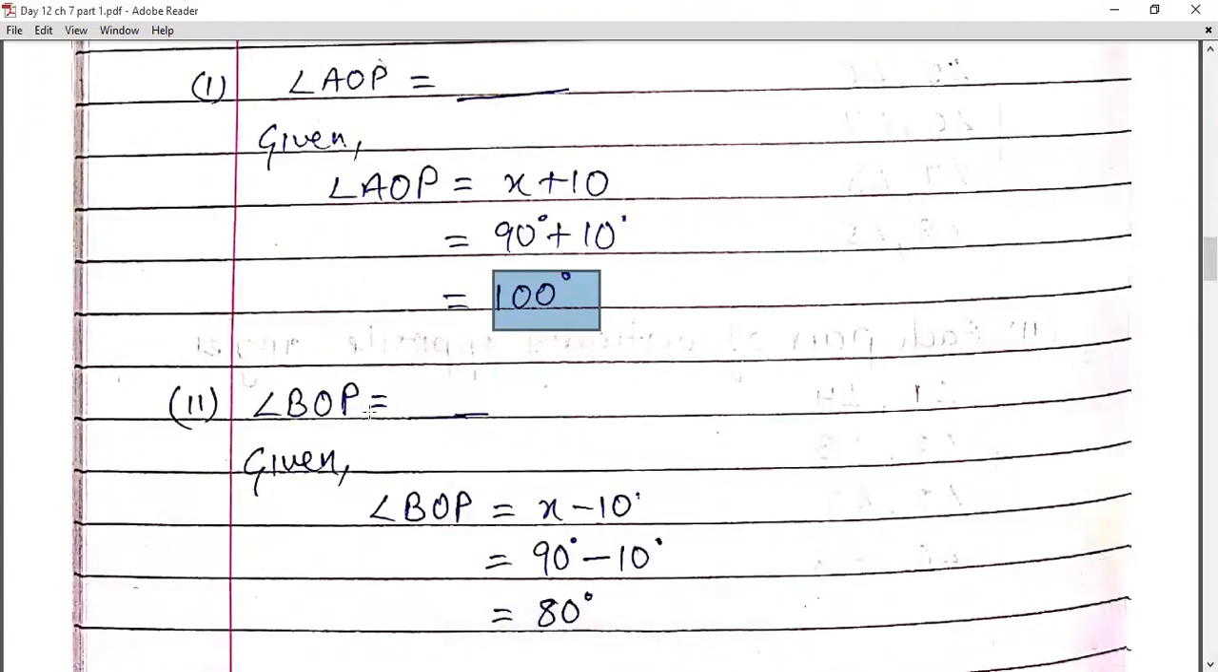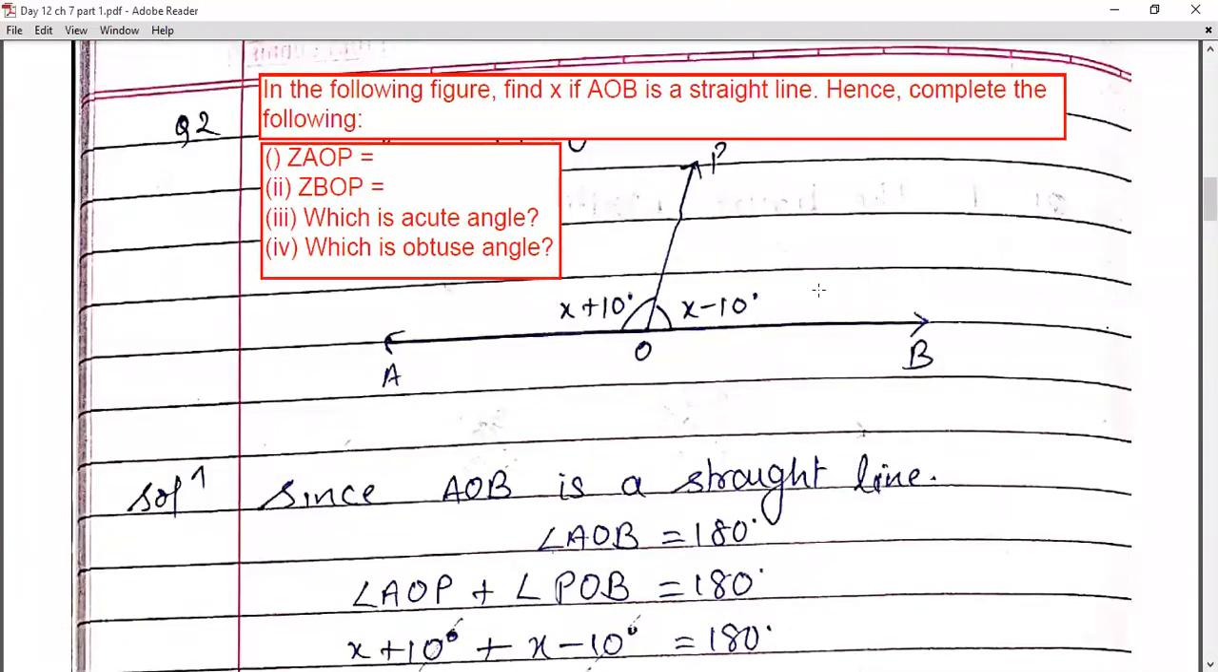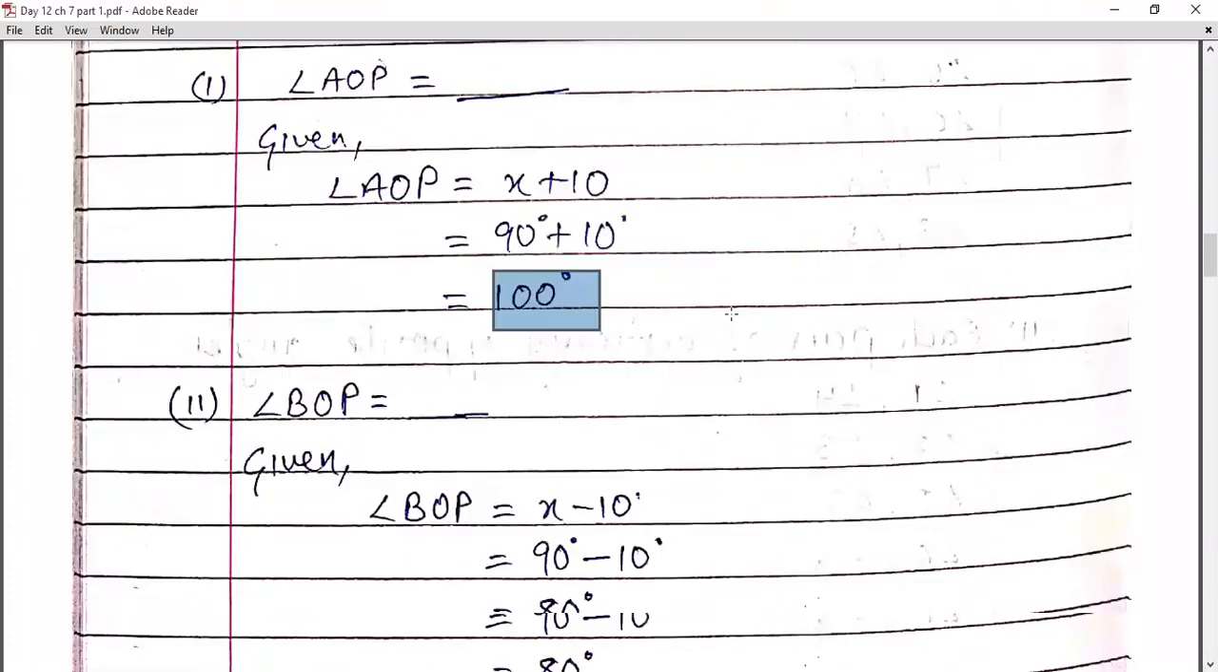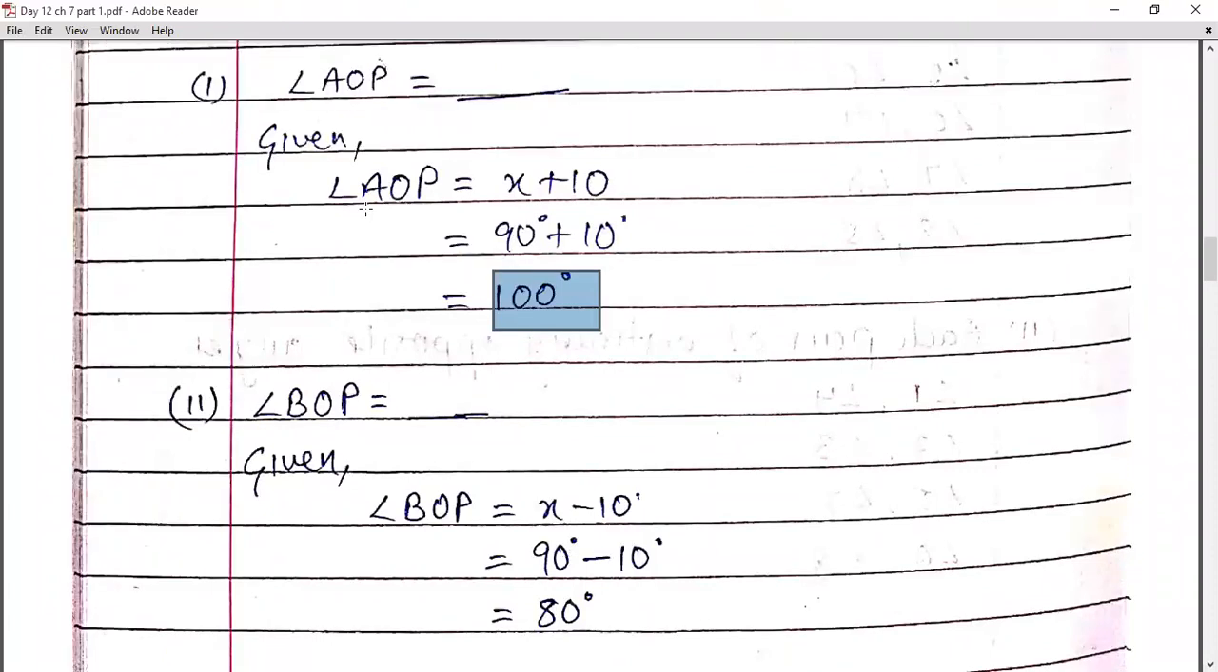BOP. Coming up to the diagram again, you can see angle BOP is x minus 10. Substituting the value of x as 90 degrees, 90 minus 10 will give you 80 degrees. So you have got angle AOP and angle BOP.